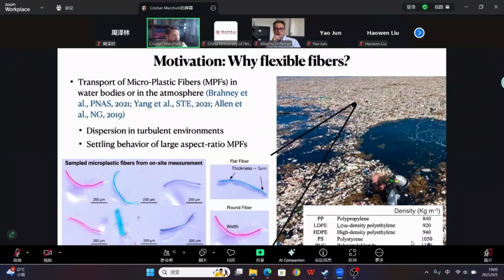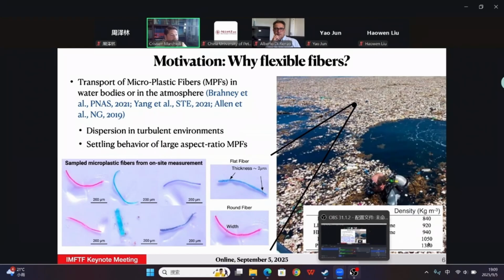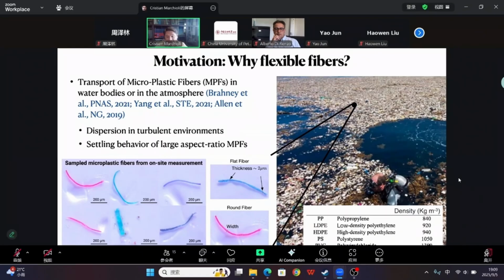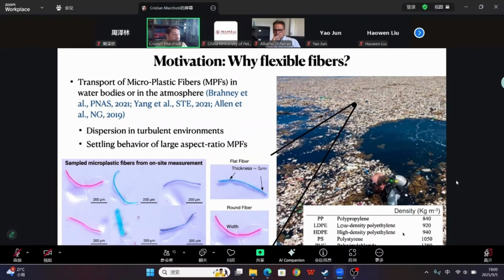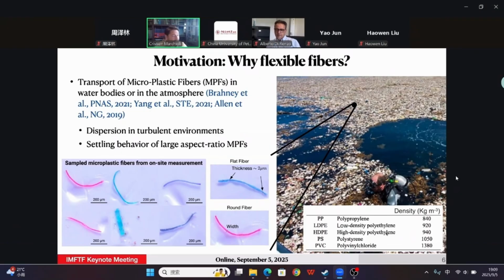Fibers can undergo biofouling, and this is increasing the relative density with respect to the fluid. So the settling can be even higher. Clearly, if you think of these densities in the frame of atmospheric plastic dispersion, then these fibers will be much, much heavier than the fluid that is carrying them.